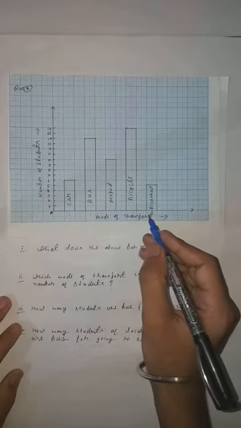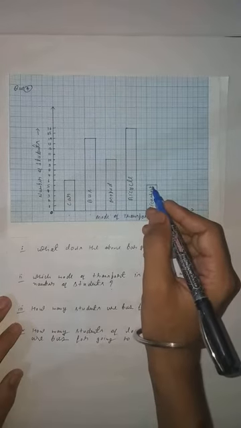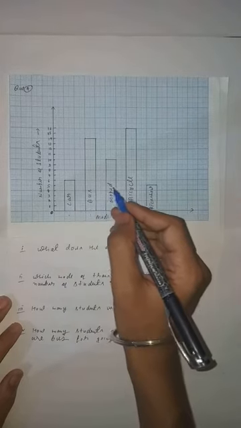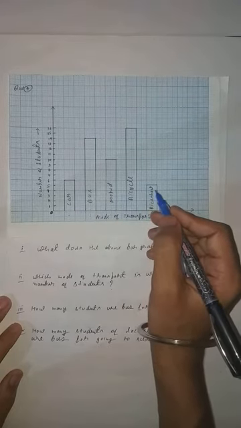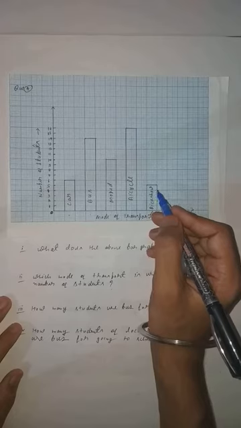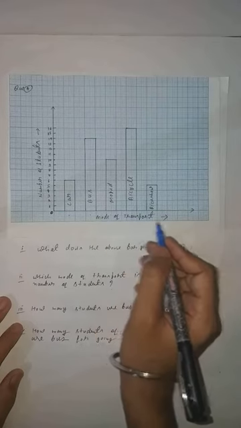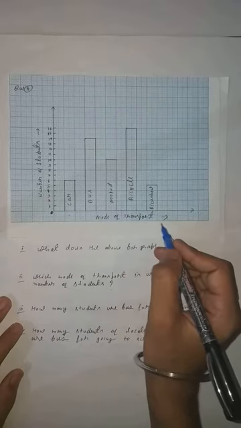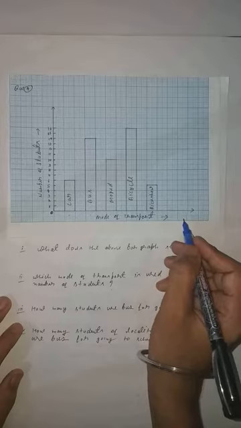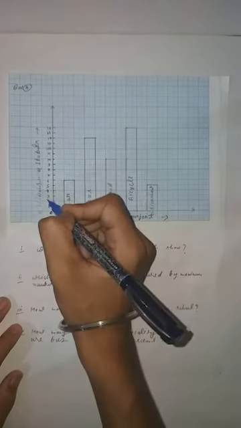Clear, students? Now come to rickshaw. So rickshaw, how many students are using it? Here you can see this lies on 5. So the bar graph is on 5. You can see the number of students who are using rickshaw is 5. Clear, students? And same thing, this is on the x-axis. The x-axis is mode of transport, this direction is the x-axis, and this is the y-axis, number of students.